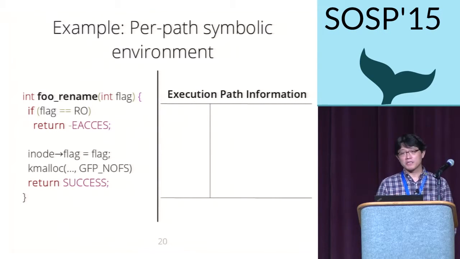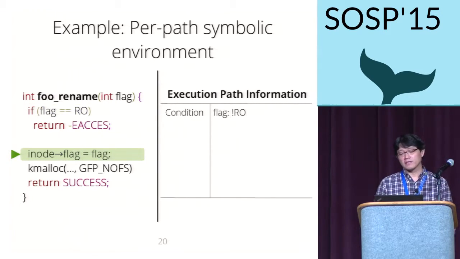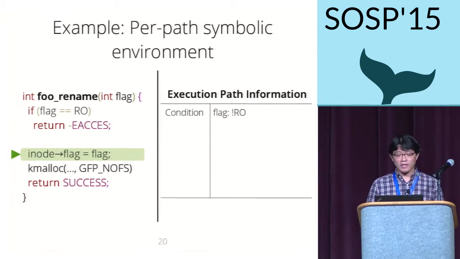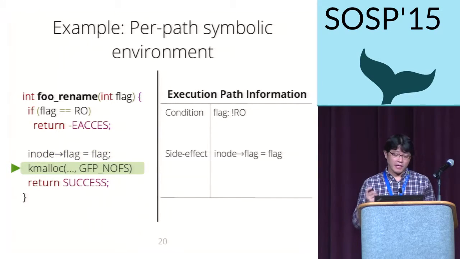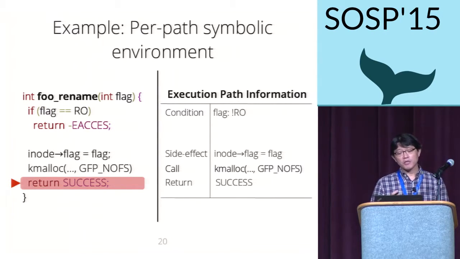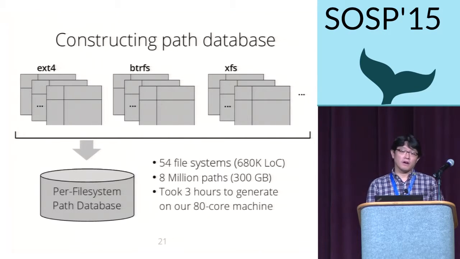Let me show you how our symbolic execution engine collects the execution information. It starts from the function entry point, and let's suppose that our symbolic execution engine decides not to take this if branch. We can collect the path condition as the flag is not read-only. Then by executing the subsequent program statements, we can collect the side effects and function calls. When the symbolic execution engine reaches the return statement, it aggregates all the collected information from the function entry point to the return value. Such collected information is aggregated into our path database.